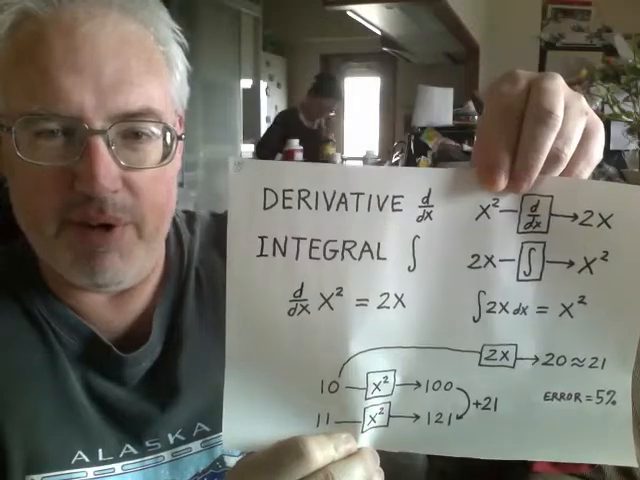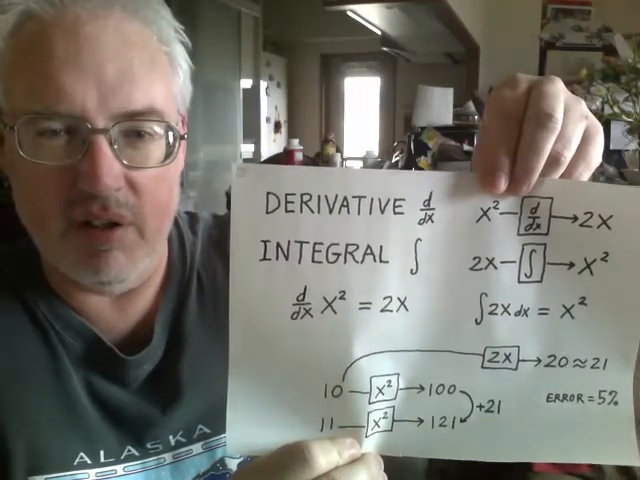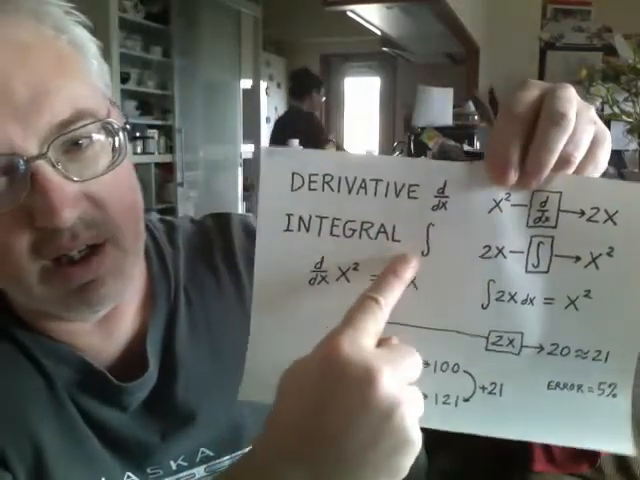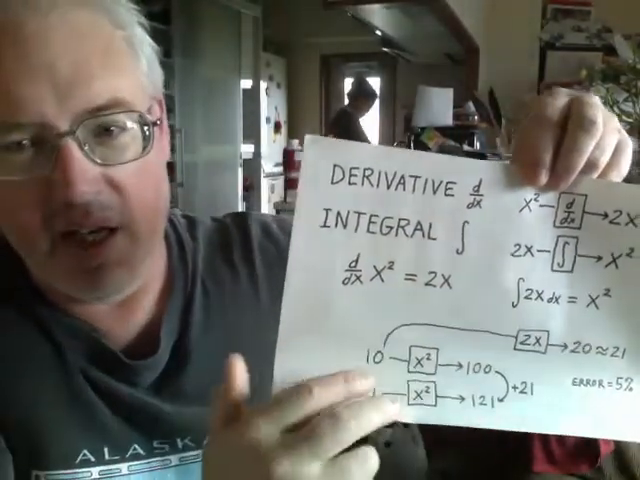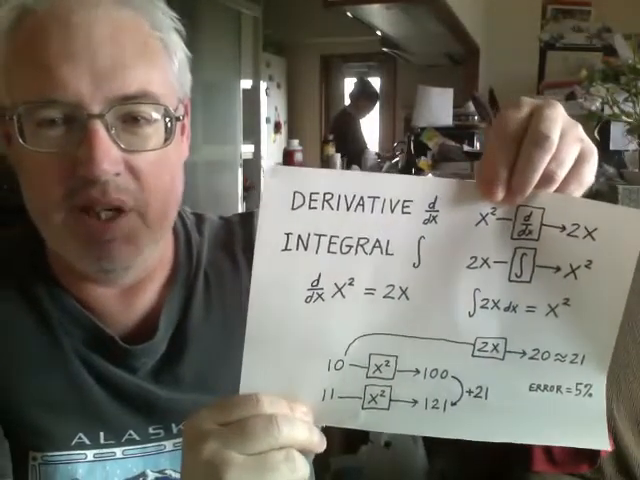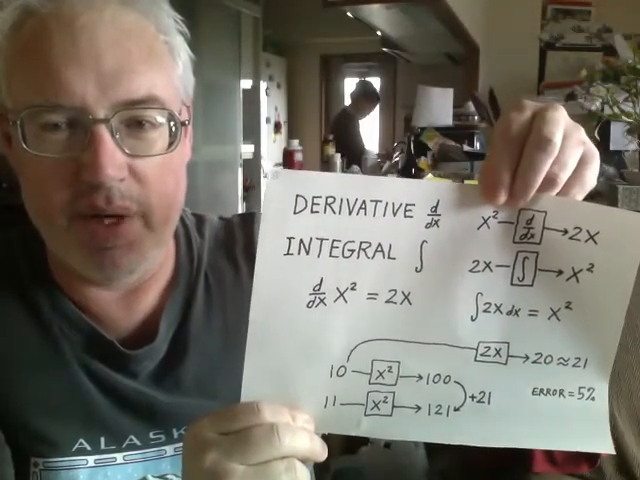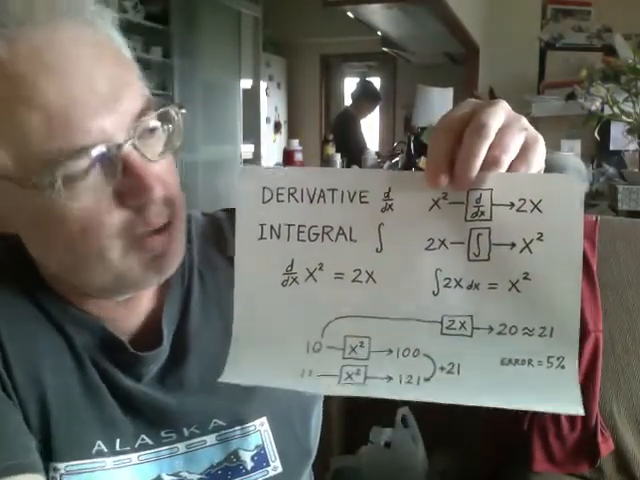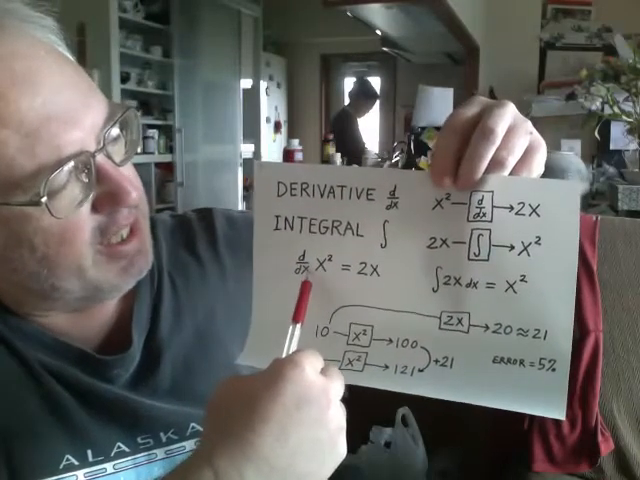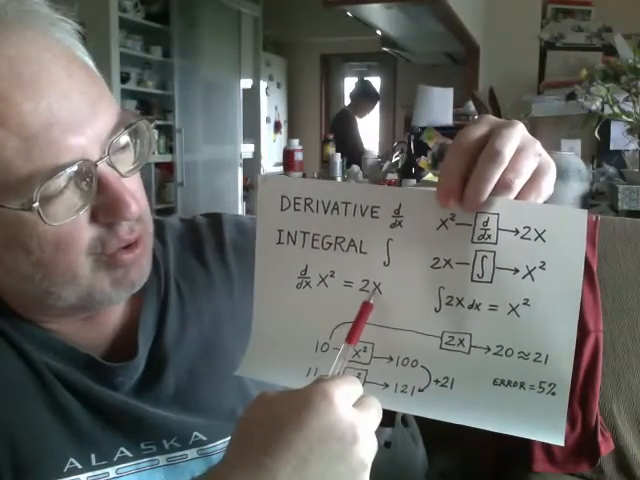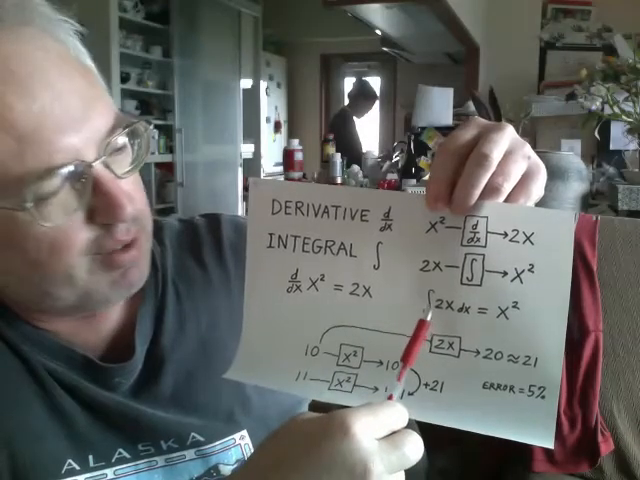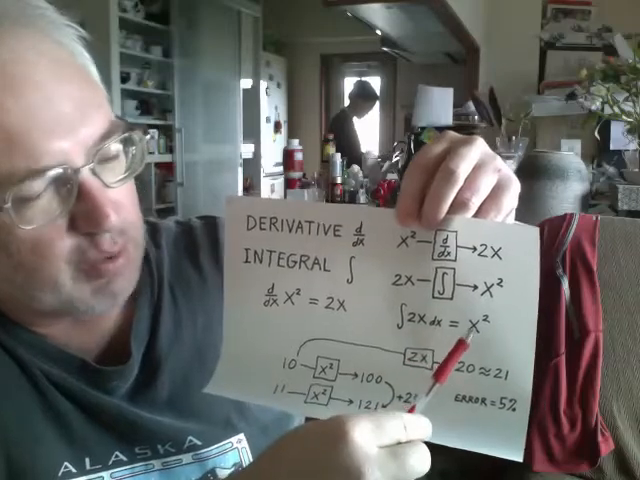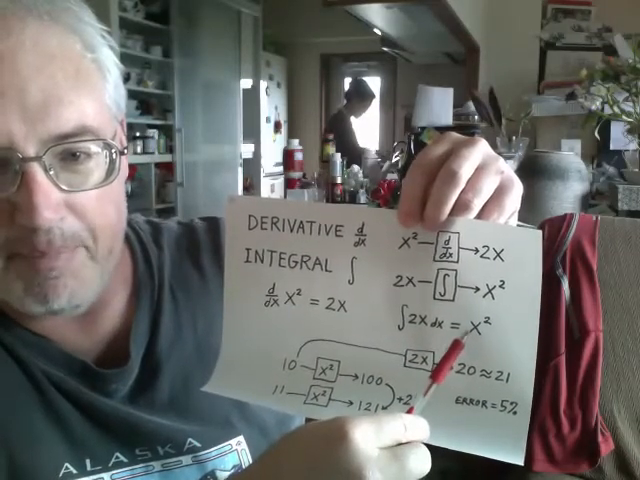And the other important operator in calculus is called an integral. And we draw an integral with this symbol, and it does just the opposite. It changes it back. It changes 2x into x squared. So when we write this as an equation, we write d/dx of x squared equals 2x. Or the other way around, we can write the integral of 2x dx is equal to x squared. Turns it back.